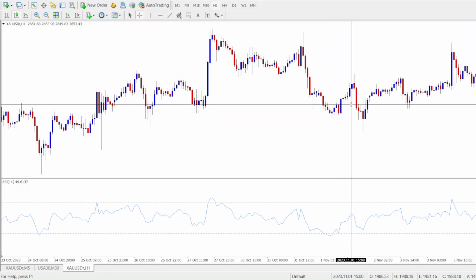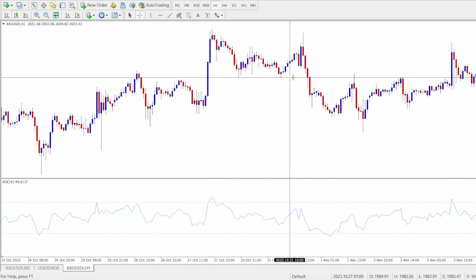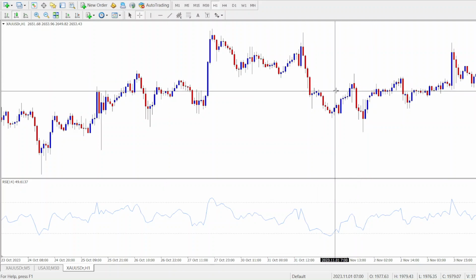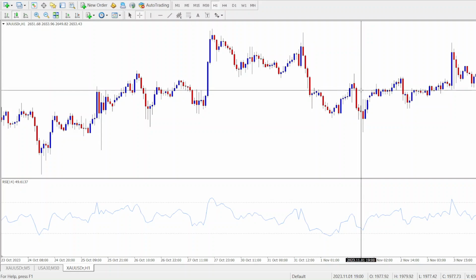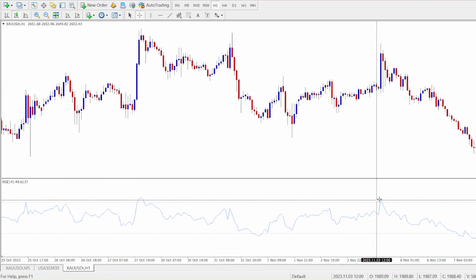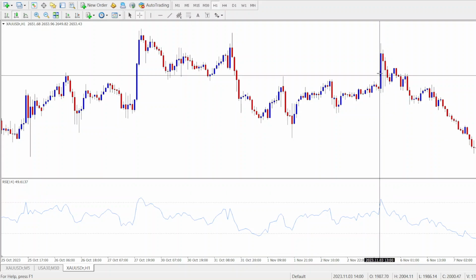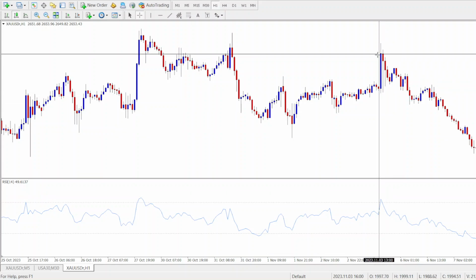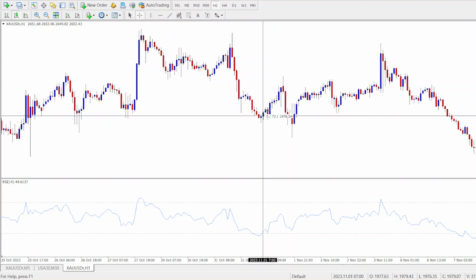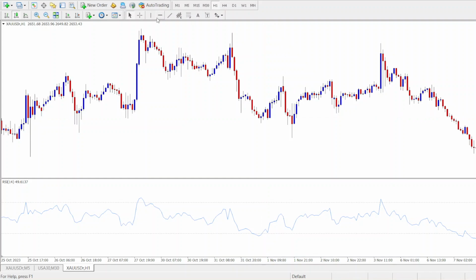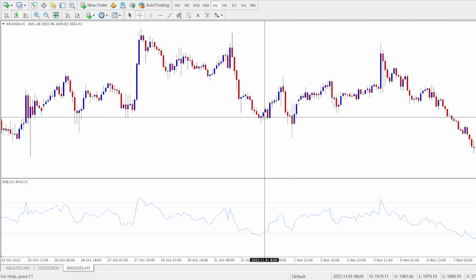As for our exit, we can consider the nearest resistance, which would have been around here, taking our profit around here, or we could have waited for the RSI to enter the overbought, which would have been somewhere around here. So had we entered here and sold at the resistance, we would have caught about 123 pips. But if we had entered and waited for the RSI to give us an exit signal, which is when it enters the overbought, we would have caught about 250 pips.